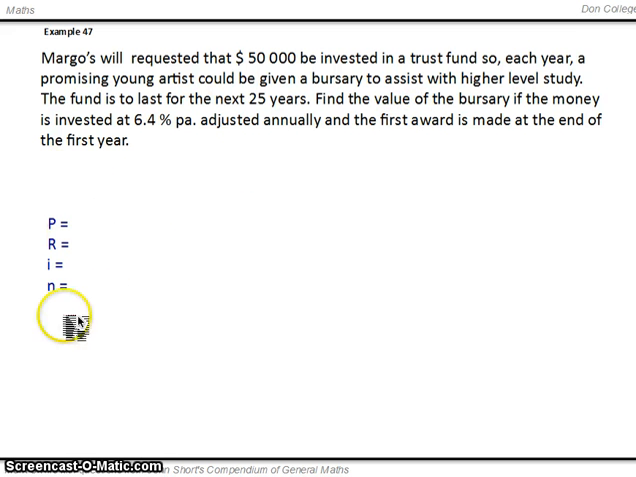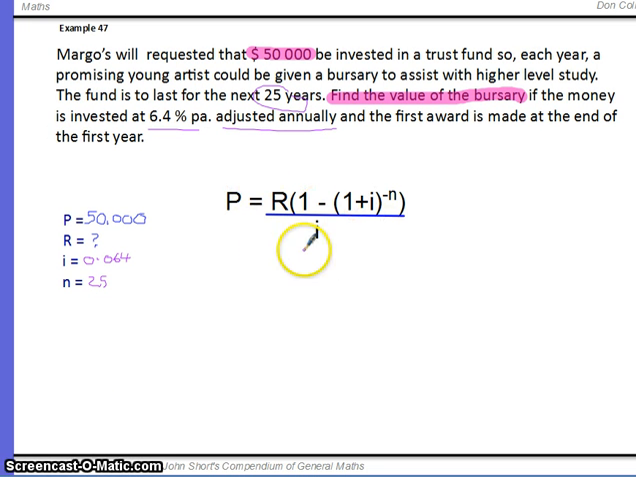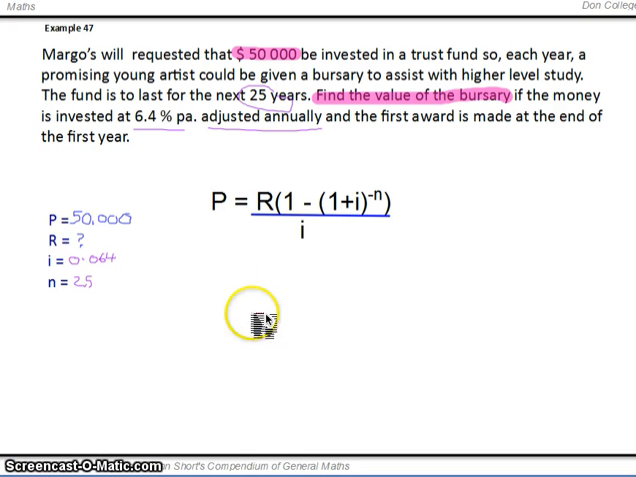Okay, so we're going to do this algebraically first of all, which means we need our annuities in arrears formula. P is equal to $50,000. R we don't know. It says find the value of the bursary, so we don't know how much is going to get paid out each time. I is 0.064 compounded annually, so that would be like dividing by 1, so we don't need to do that. And N is 25, it's going to last for 25 years. So first thing to do is to write out your formula, and next is to substitute in each one of these values, and then we're going to solve for R.